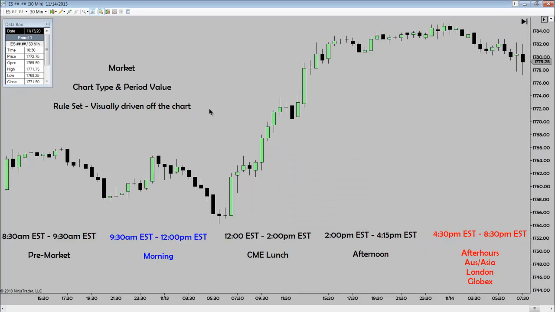Okay, when you're day trading, you have your market, your chart type and period value, and you have your rule set that's visually driven by whatever indicators you're using, right? When you start to scroll through price and see how your rule set did, when you have done your back testing, you want to look to see how it performs throughout these different zones here. As a rule, this is the best time to day trade, this period here in the morning, and you can scoop up a bit of the tail end of pre-market there.